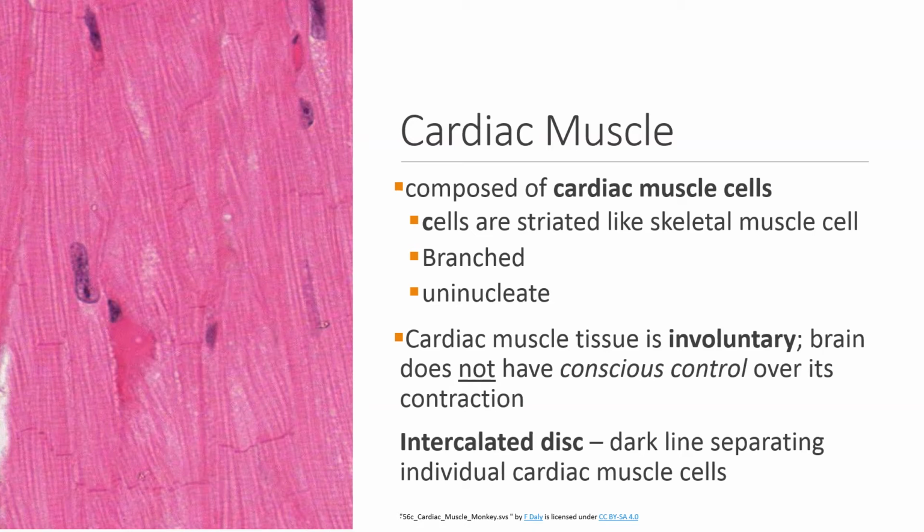If you look really closely over here, you can see some horizontal stripes. Remember, horizontal means left to right. So horizontal stripes going up and down on this slide. These cells are branched and they're uninucleate, meaning they have one nucleus. So each of these little purple ovals that you see here, these are nuclei for these cells. And if you look really closely, you might actually be able to see where the cells branch.